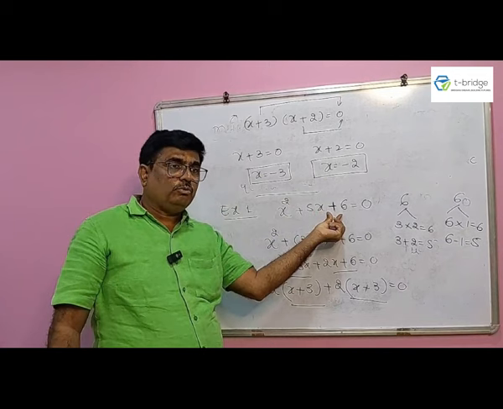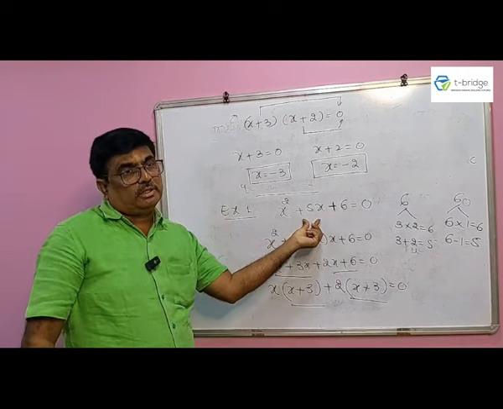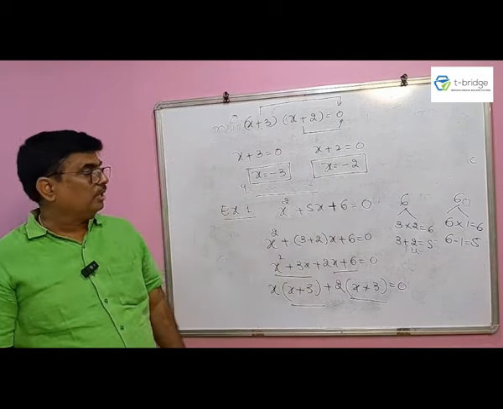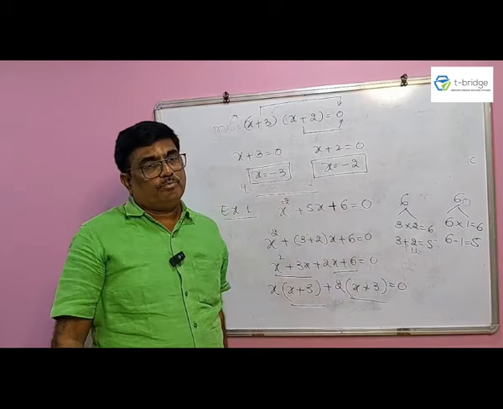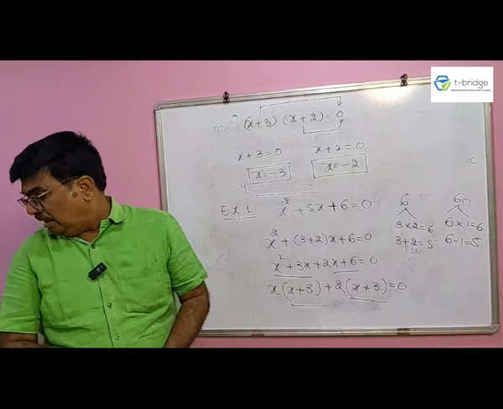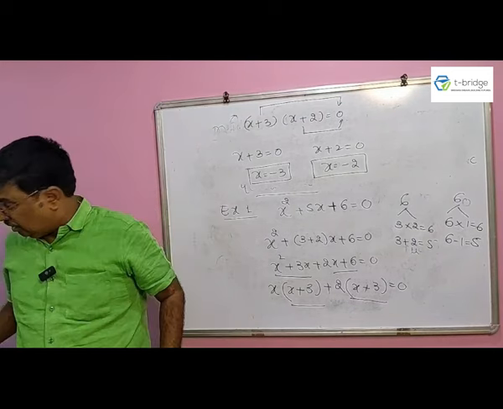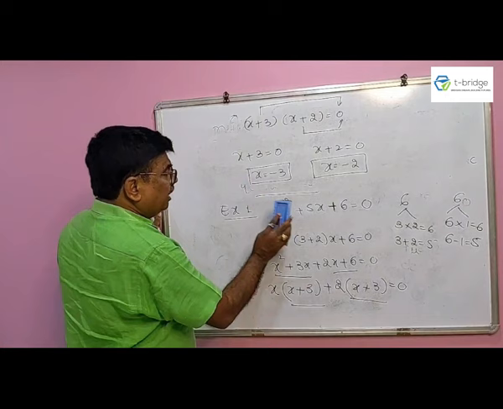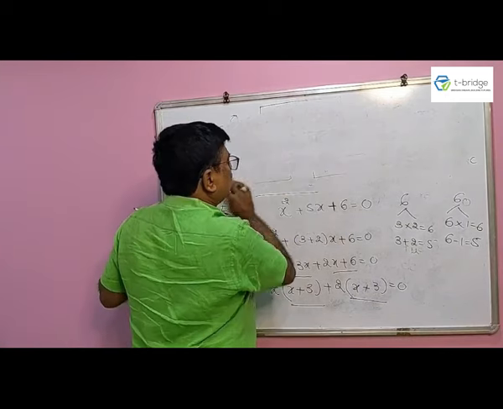Once again I am going to repeat, in a quadratic equation if the last term is positive, the middle term is split by adding the factors. If the last term is negative, the middle term is split by subtracting the factors. Okay, let us see one more example, the same example with a little bit of difference.